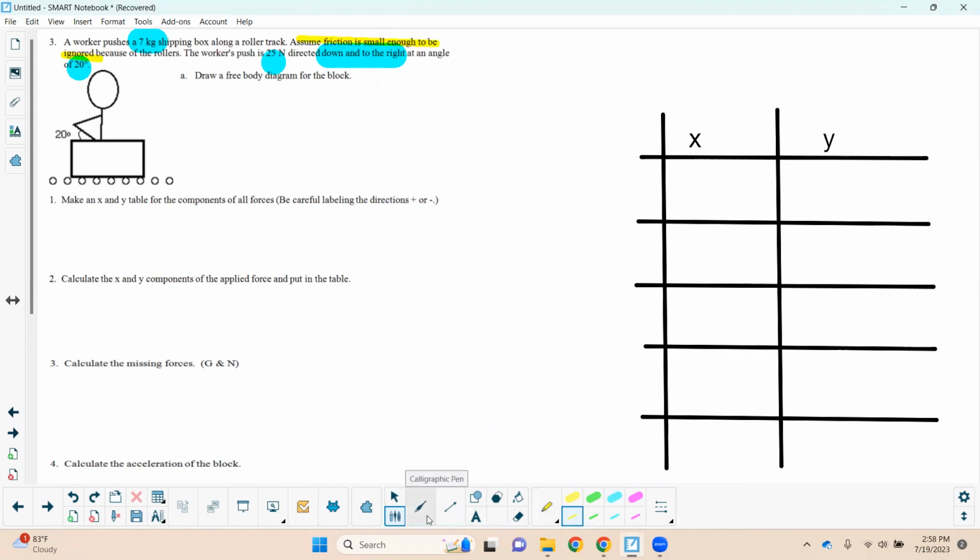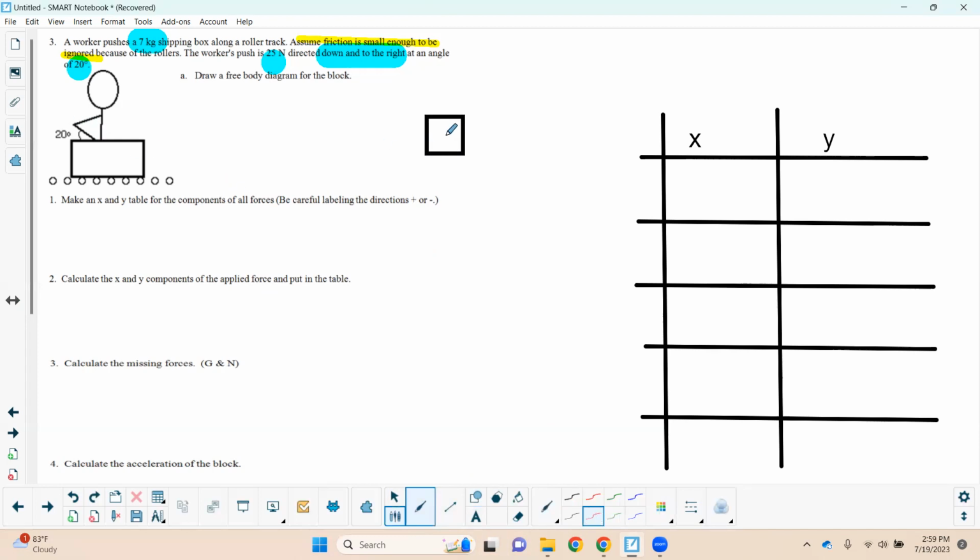So again, our first step in all of these problems is to draw a free body diagram. So a free body diagram is going to be the forces acting on our object that we care about, which is our box. So let me just draw a box here real quick because that's easy enough to do. So if this is the box, and we think about the things pushing or pulling on the box, the first thing I think about is this person.